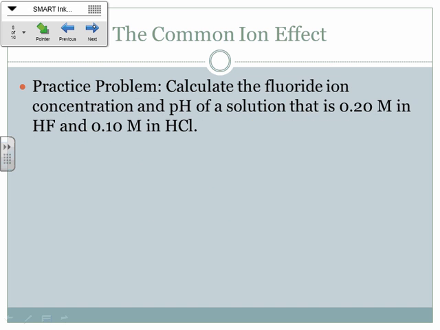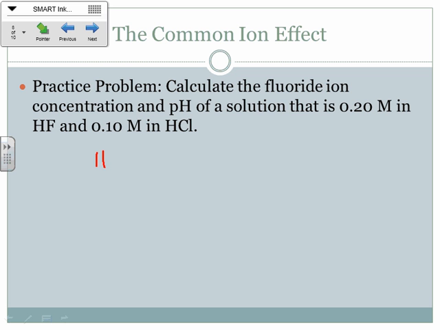Okay. All right. Calculate the fluoride ion concentration and the pH of a solution that is 0.20 molar in HF and 0.10 molar in HCl. Okay. So this one is not as immediately obvious what the common ion is. But it's obviously not the F minus this time. Okay, so what these two have in common is they actually have some H plus in common. Alright? So again, same process, it's just a different common ion this time.